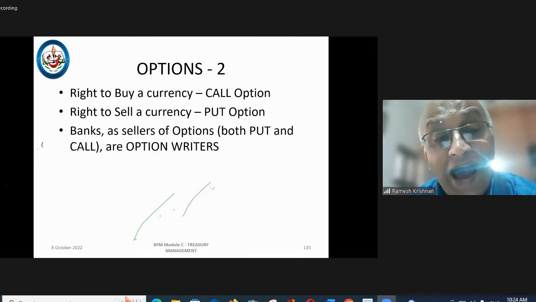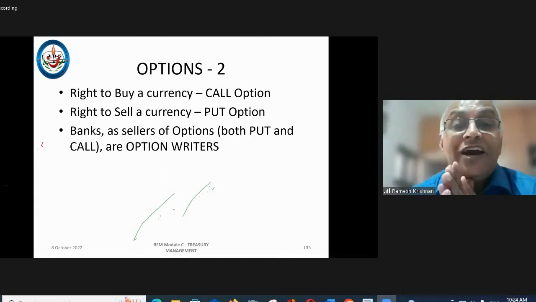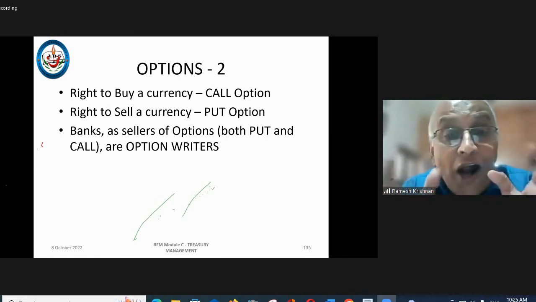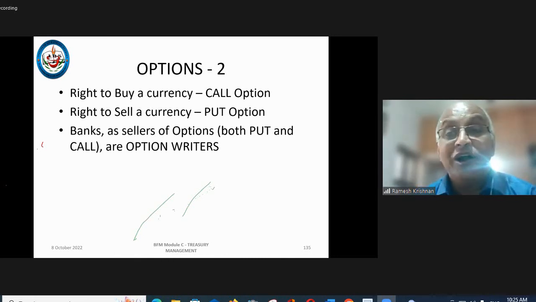Banks as sellers of options, both put and call, are called option writers. Say the customer is an importer. He comes and says, I want dollars for December. As a banker, you will ask, what option do you want? I want the right to buy a currency. Okay, then call option. So the bank sells a call option.